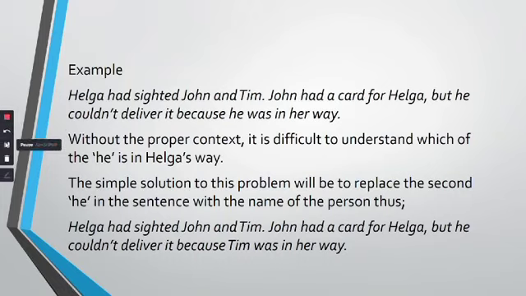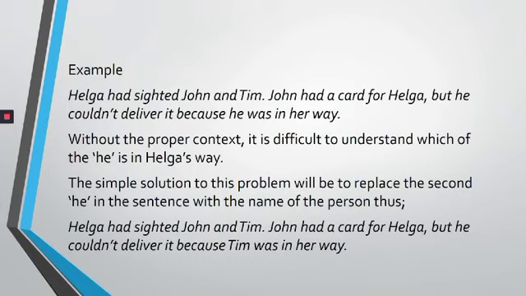Now it's unclear who was in Helga's way, because the he doesn't definitively refer to either John or Tim. So we are left wondering who actually was in Helga's way. And the simple solution to this problem is to replace the second he in the sentence with the name of the person. So we have Helga had cited John and Tim. John had a card for Helga, but he couldn't deliver it because Tim was in her way. Now this makes it clear exactly who was in Helga's way, and we don't have to wonder who it was that was in Helga's way.